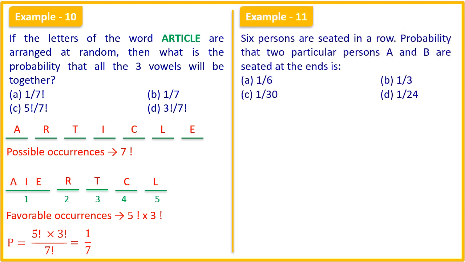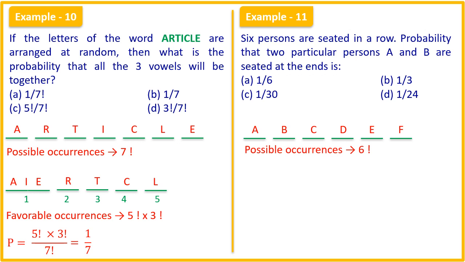Example 11. 6 persons are seated in a row. Probability that 2 particular persons A and B are seated at the end. So if there are 6 persons from A to F, they can be arranged in a total of 6 factorial ways, which are the total occurrences.